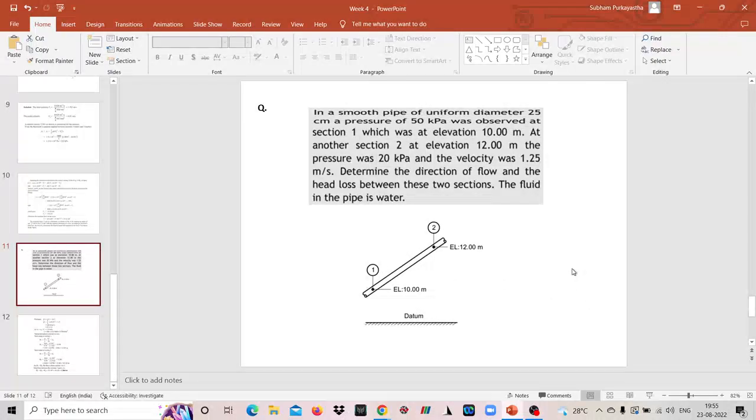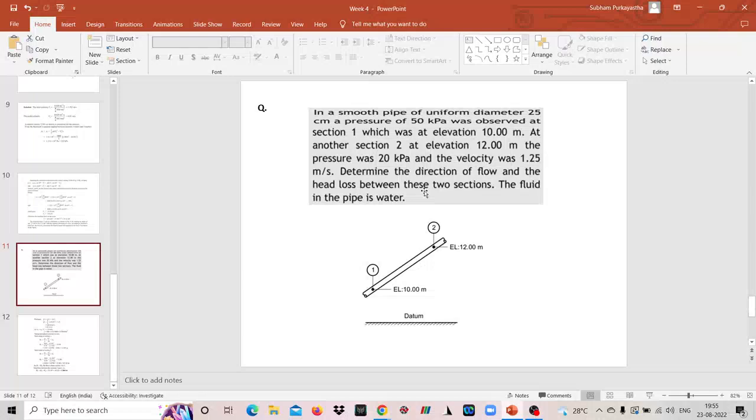Now, this is another problem. In a smooth pipe of uniform diameter, 25 centimeter, a pressure of 50 kilopascal was observed at section 1, which is at an elevation of 10 meter. At another section 2, at an elevation of 12 meter, the pressure was 20 kilopascal, and the velocity is 1.25 meter per second. You have to determine the direction of flow, whether the flow is taking place from 1 to 2 or from 2 to 1, and the head loss between these two sections, that is, the loss of energy between them. The fluid in the pipe is water.